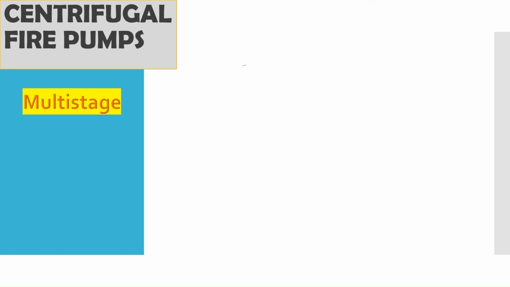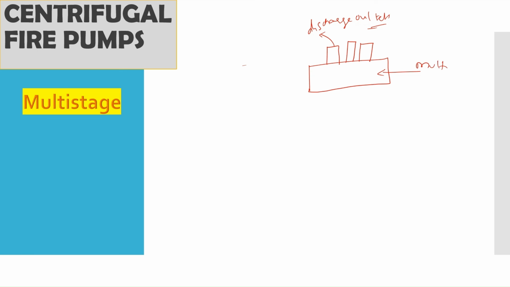I'll just try to draw multi-stage or multi-port fire pumps. This has a single section, but you have multiple discharge outlets. So these are called discharge outlets. This kind of pump can also be used as a multi-stage type fire pump. So these pumps consist of multiple impellers in a series configuration, and they are able to generate higher pressures.